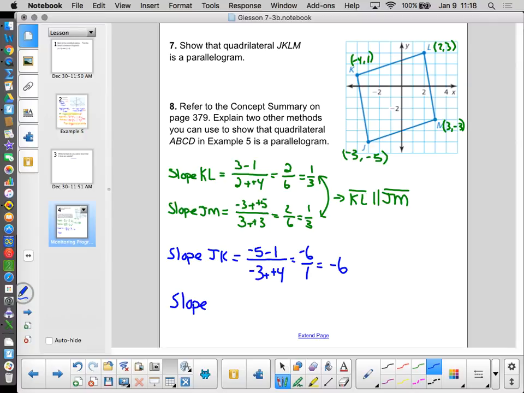And the slope of LM. So that would be negative 3 minus 3 over 3 minus 2. Negative 6 over 1 equals negative 6. Aha. Those are the same, which tells us that JK is parallel to LM.